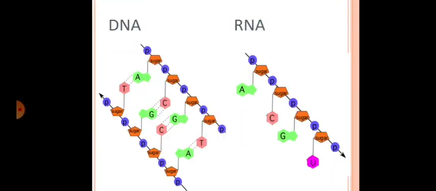Here you can compare the two, DNA and RNA, with beautiful colorful diagrams. You can see the double-stranded DNA and the single-stranded RNA. You can see the dark pink or magenta colored uracil which is not present in the DNA.